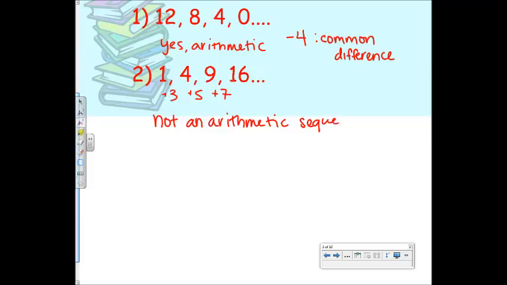All right, what about something like this? Is this an arithmetic sequence, yes or no? Yes. What would be our common difference? Plus 3. All right, plus 3 is our common difference here. So the arithmetic sequence is yes, and it's a common difference of positive 3. All right?